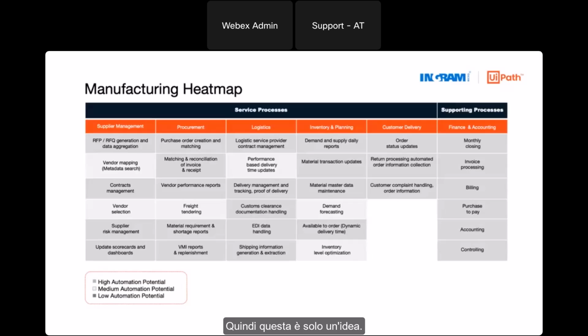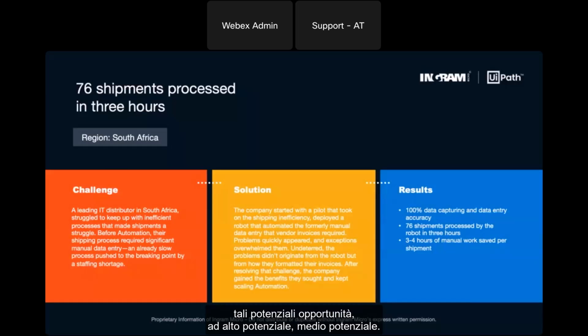So this is just an idea, some of the processes and the tasks that you can start exploring with your customers in the manufacturing industry and finding those potential opportunities, right? High potential, medium potential. Now, here we have a number of success stories that I'm going to share with you in the next 4 slides, and we're going to discuss the challenge, the solution, and the results that these different customers achieved through UiPath automation.